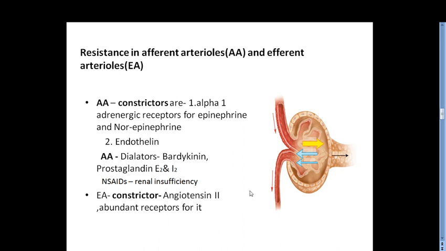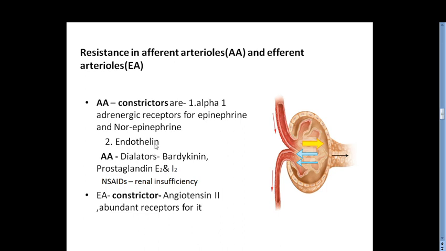Whereas the efferent arterioles have very few alpha 1 adrenergic receptors, but they have a high concentration of angiotensin II receptors. So that's why the efferent arterioles respond more to angiotensin II. If there is an increase in the concentration of angiotensin II against low blood pressure, under the influence of renin, it causes vasoconstriction of the efferent arterioles, whereas the afferent arterioles respond more to sympathetic stimulation, or to epinephrine and norepinephrine.